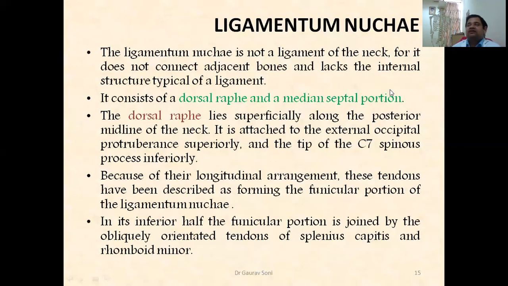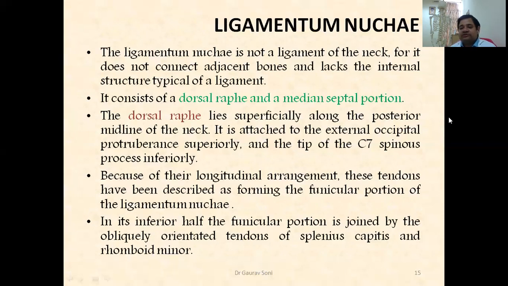Next one. Before starting the muscles, we have to understand one ligament known as the ligamentum nuchae. This particular ligament is not truly a ligament of the neck, for it does not connect adjacent bones and lacks the internal structure typical of a ligament. So what does it actually have? It has a dorsal raphe and a median septal portion. The dorsal raphe rises superficially along the posterior midline of the neck. It is attached to the EOP, the external occipital protuberance, superiorly, and the tip of the C7 spinous process inferiorly. It means from EOP to C7 it lies down.